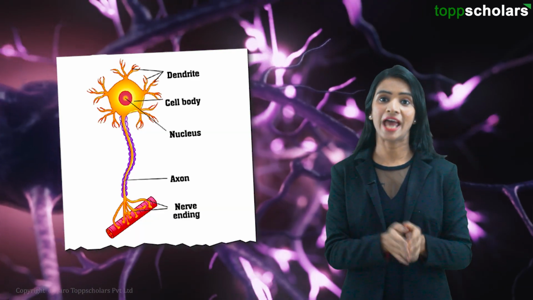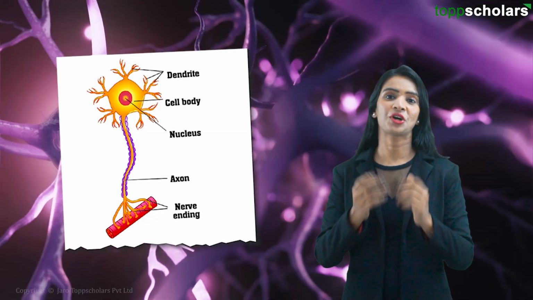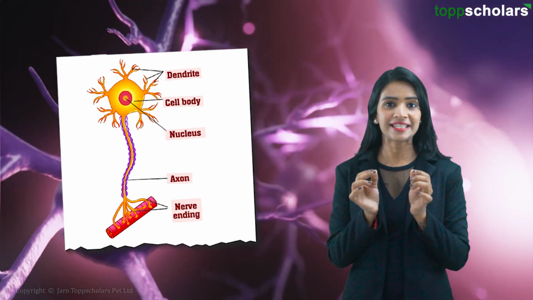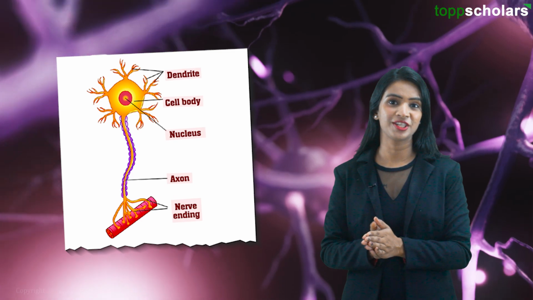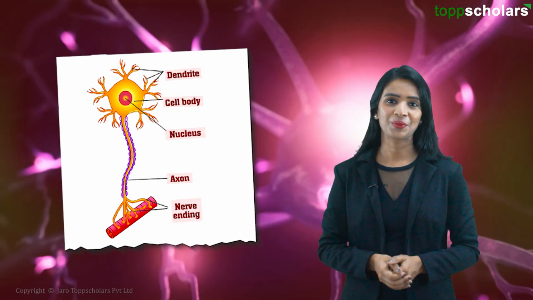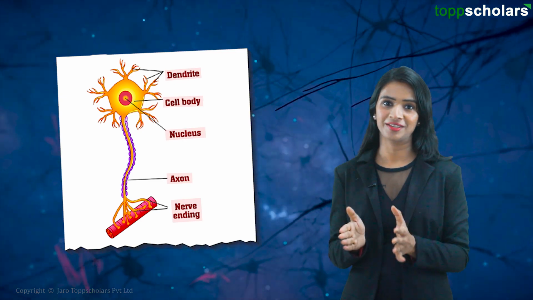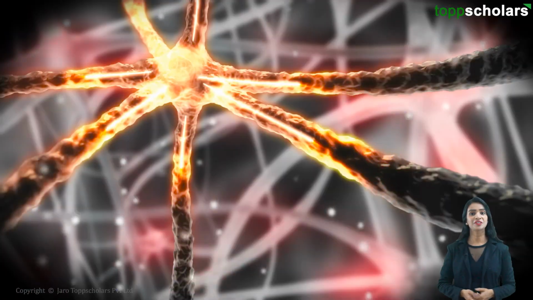Hello friends. An important diagram from your control and coordination topic is the structure of a neuron. I hope you understand just how essential it is to label each part of the structure of a neuron. Well, you can do so by having a quick understanding of each part. So let's begin. First question.